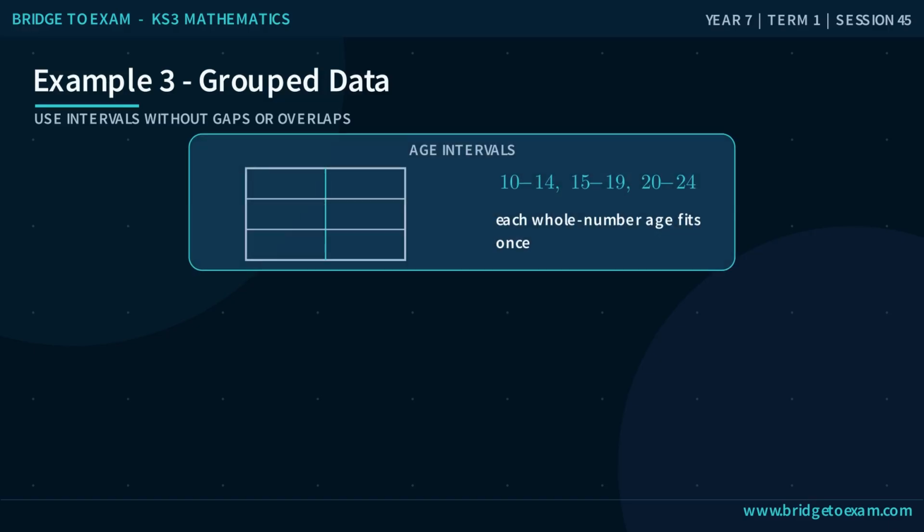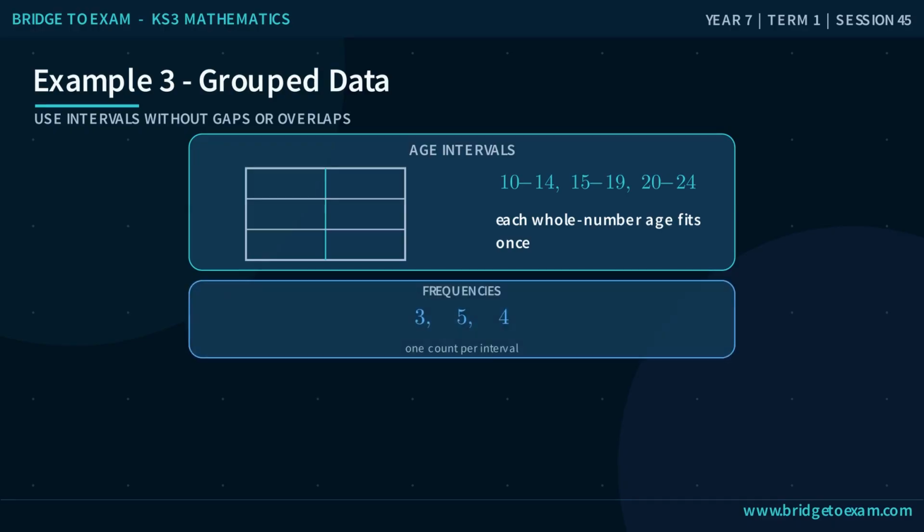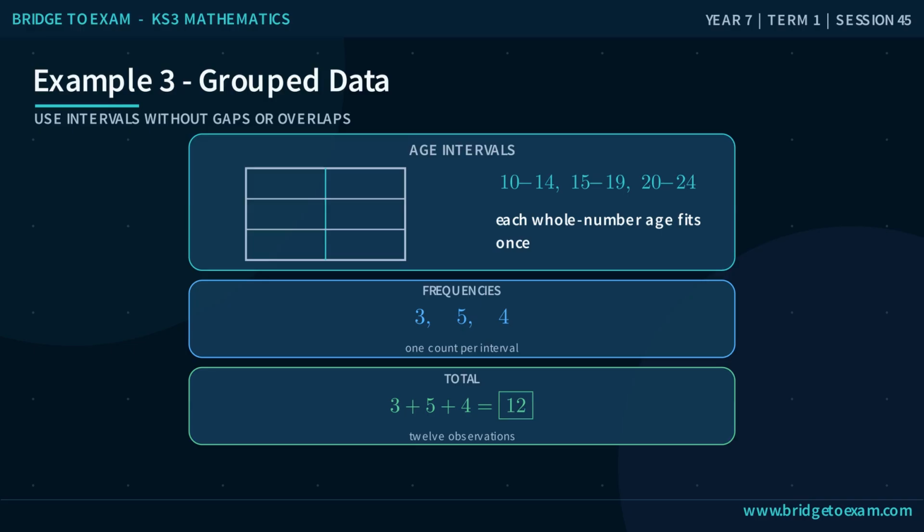Group data place values into intervals such as 10 to 14, 15 to 19, and 20 to 24. If their frequencies are 3, 5, and 4, the intervals contain 12 observations altogether. The intervals have no gaps or overlaps, so each whole number age fits exactly one group.